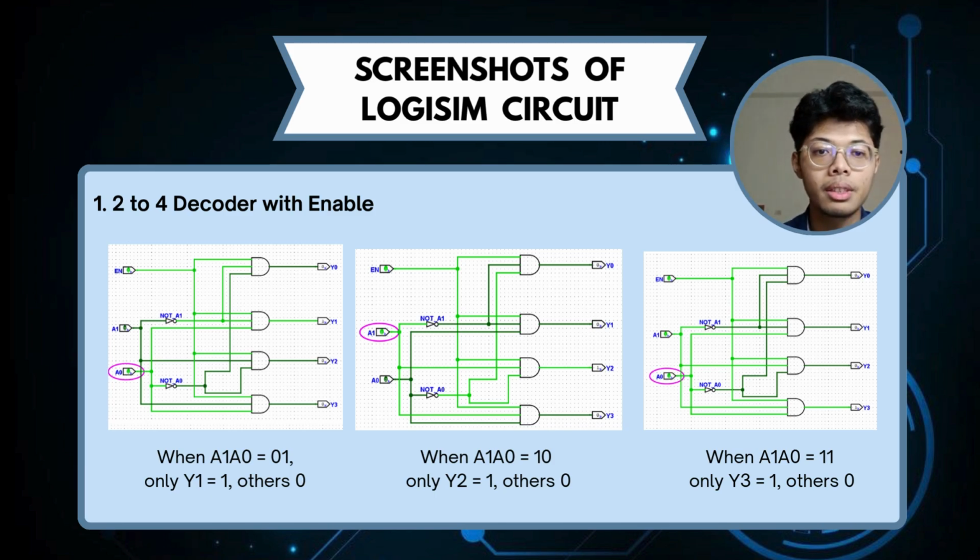Okay, for the next picture, when A1 A0 equals 0, 1, only Y1 equals 1 and the other outputs are 0. Next, when A1 A0 equals 1, 0, only Y2 equals 1 and the other outputs are 0. And lastly, when A1 A0 equals 1, 1, only Y3 equals 1 and the other outputs will be 0.